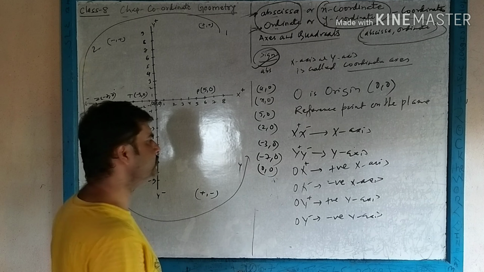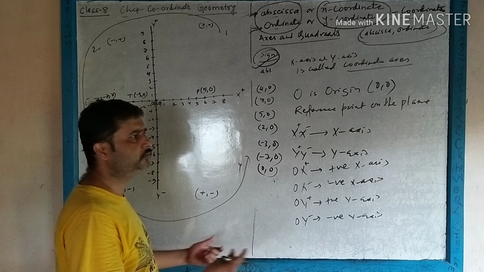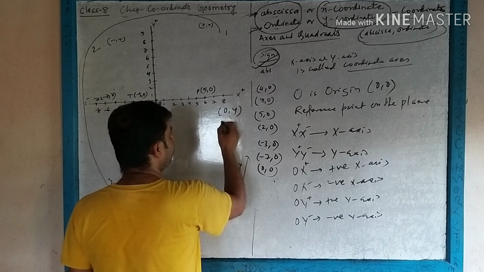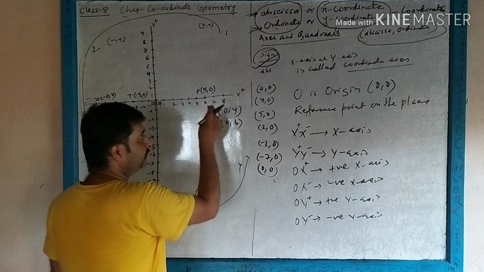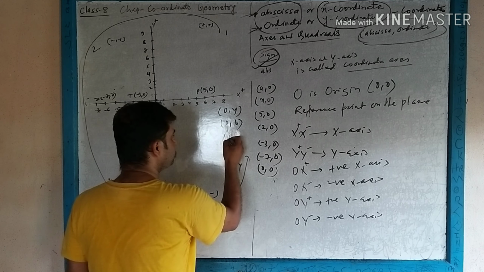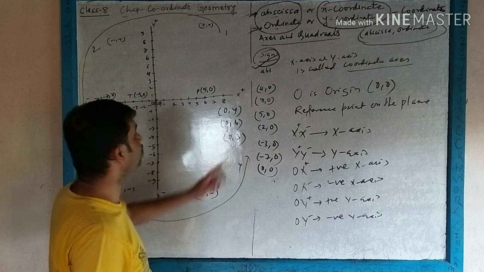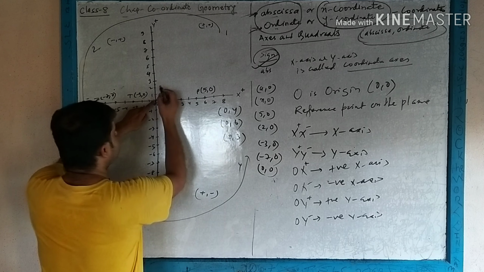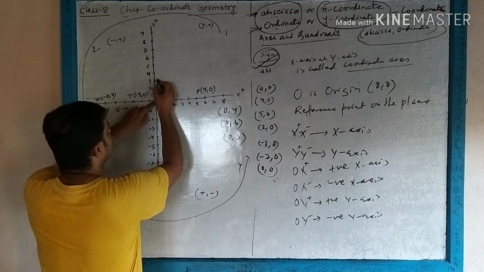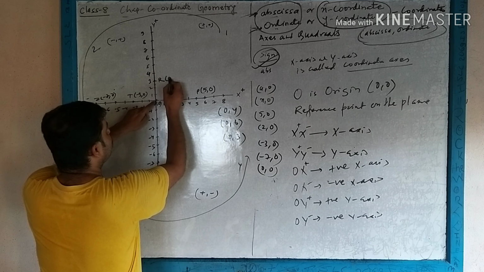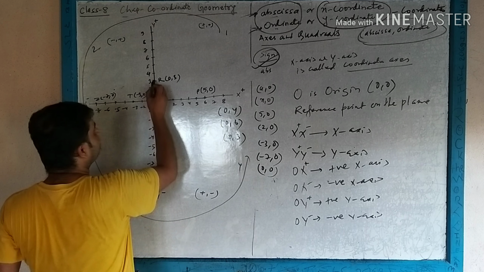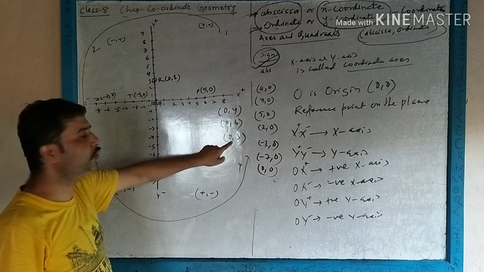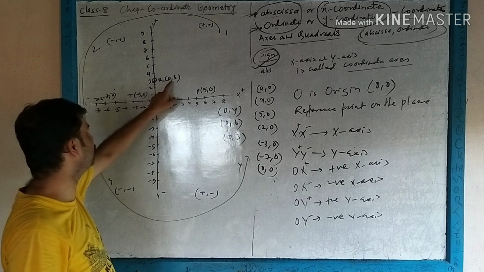Similarly, anybody may ask you, what is the point on the y-axis? Any point on the y-axis is given by 0 comma y, or you can say 0 comma b. If the value of y is positive, suppose 0 comma 3, count along the x-axis 0, now count along the y-axis: 1, 2, 3. This is the point, let us say R. So the point is 0 comma 3.